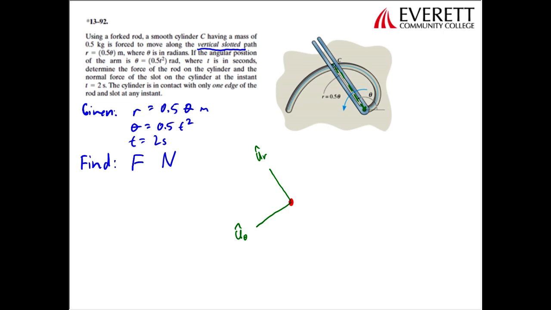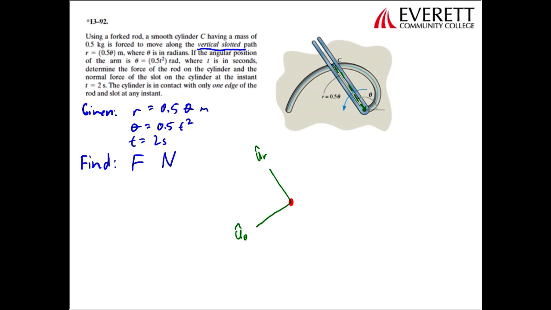Okay, so we don't have any forces on there yet, but we do have our coordinate system. So we're going to go ahead and put some forces on there. Forces are going to be in blue. And it says that there's two forces. There's going to be one force acting from the forked rod onto the cylinder. Now you can look at that forked rod and you can see that it extends in the radial direction. And the force from the forked rod on the cylinder is going to be perpendicular to that surface of the rod. Just like any normal force.